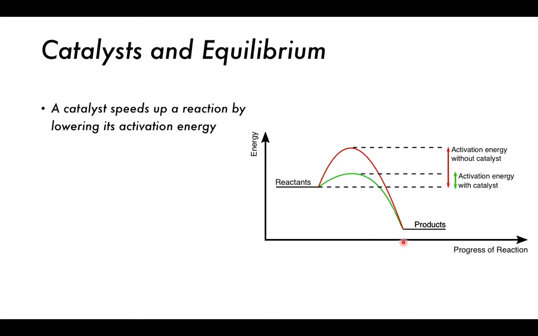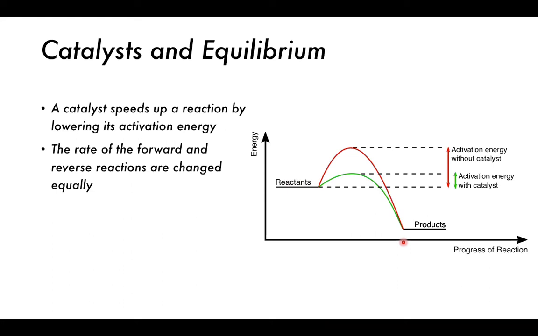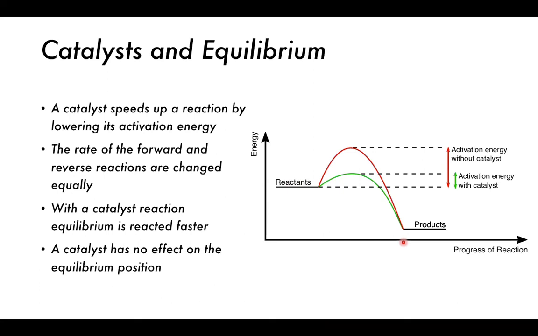So a catalyst speeds up a reaction by lowering its activation energy. The rate of the forward and reverse reactions are changed equally. So really, we just reach the equilibrium faster. And the catalyst has no effect on the equilibrium position. It doesn't promote more products. It doesn't promote more reactants. It just sort of speeds the whole process up a bit.